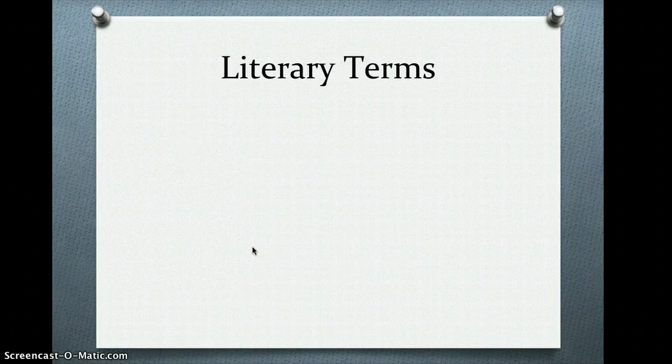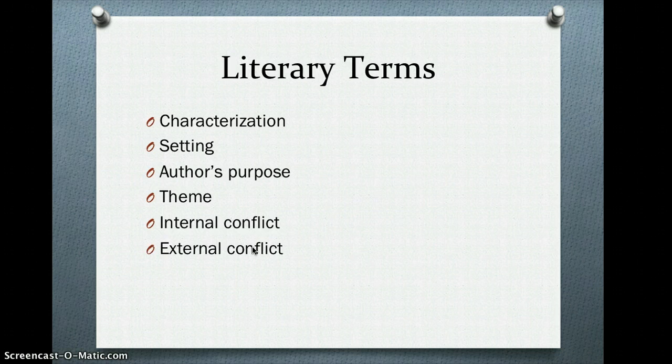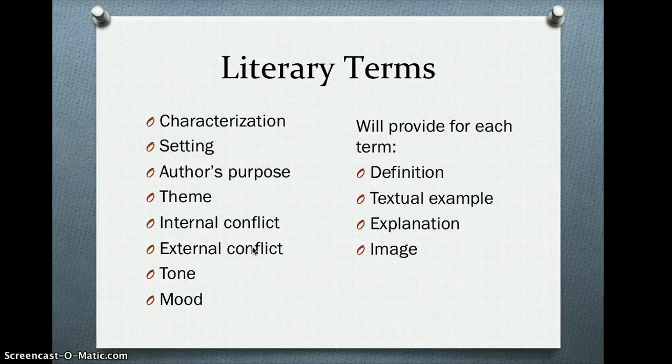So let's get started. Today we're going to be talking about a handful of literary terms. The first is characterization, setting, followed by author's purpose, theme, internal and external conflict, tone, and mood. For each of these literary terms, I'm going to be providing you with a definition, a textual example from Taming of the Shrew, an explanation of that textual example, and an image to really help you remember what the literary term is.